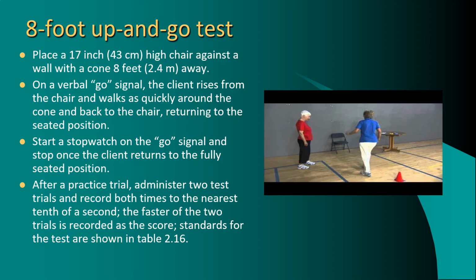After a practice trial, you administer 2 test trials and then record both times to the nearest 1/10 of a second. The faster of the 2 trials is recorded. So we're going to see how fast they are on the get up and go. And the standards for that test are in your textbook on table 216.